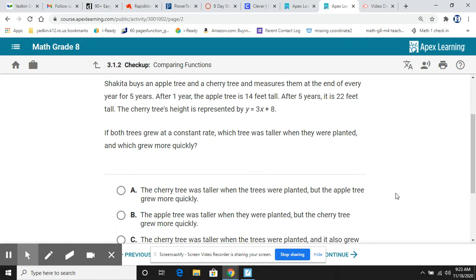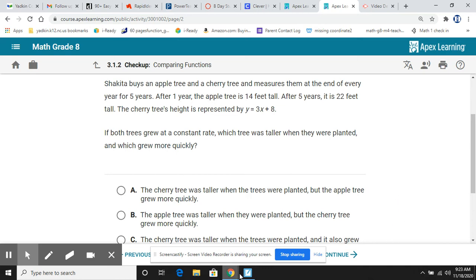Okay. If both trees grew at a constant rate, which tree was taller when they were planted and which grew more quickly? All right, so let's read this one more time. Shakita buys an apple tree and a cherry tree, measures them at the end of every year for 5 years. After 1 year, the apple tree is 14 feet tall. After 5 years, it is 22 feet tall. That's the apple tree. Okay, and then the cherry tree's height is represented by that equation.